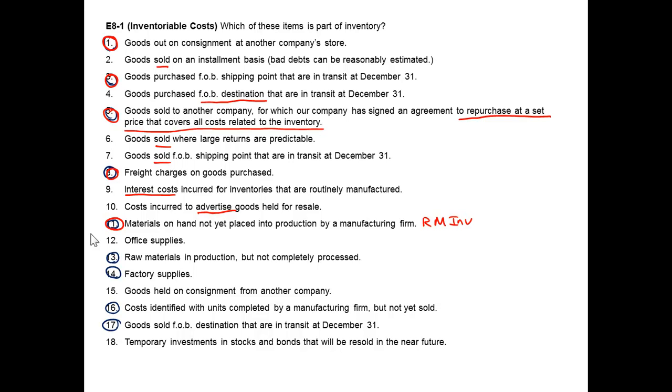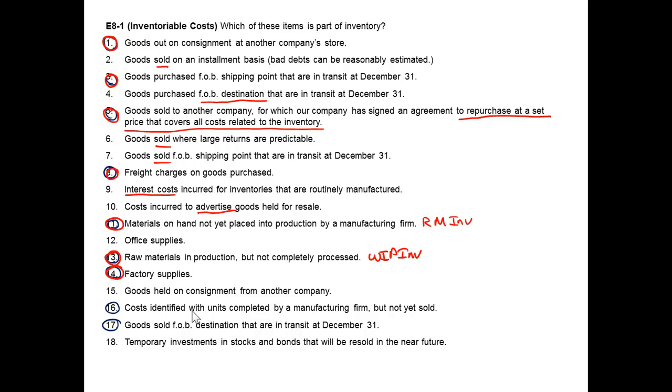Raw materials in production but not yet completed is work in process inventory of a manufacturing firm, and yes, that is part of inventory. Factory supplies include the indirect costs in the work in process inventory account, so yes, those are included in the cost of inventory.